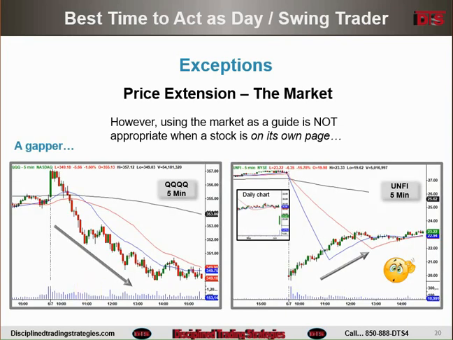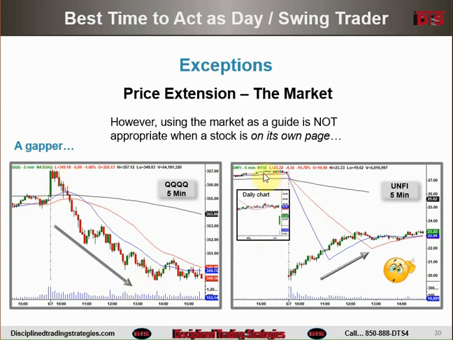Price extension of the market. Here's from today's charts, right? Somebody in the room traded this. I did not trade this, to be clear, but just showing. Today, after the opening, the market moves up for 5 minutes. This is the QQQ on the left, the market. It runs up for 5 minutes.